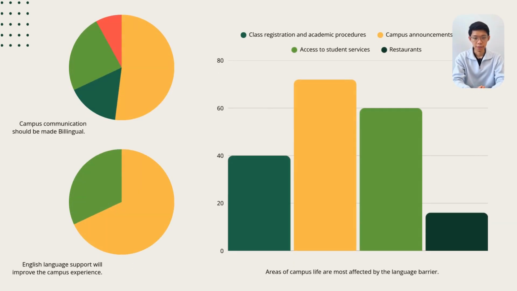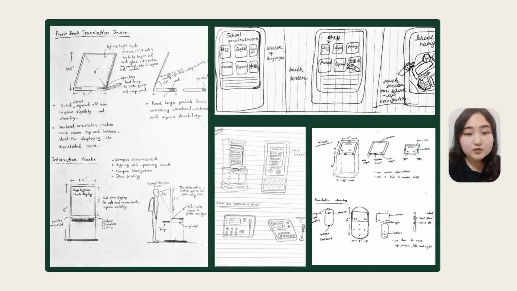So this is the data from our Google Form survey that we conducted with our friends around the campus. More than 50% and almost 70% say campus communication should be made bilingual. And all of them agree that better English language support will improve the campus experience. And the chart on the right says the areas of the campus that are most affected by the language barrier are campus announcements and events. So let's talk about our sketches and selected ideas and the reasons why we chose the sketch.